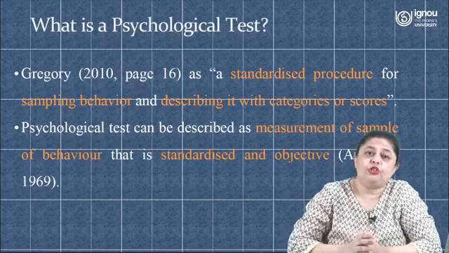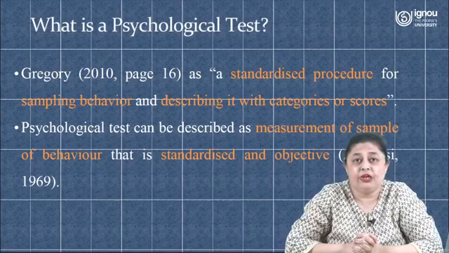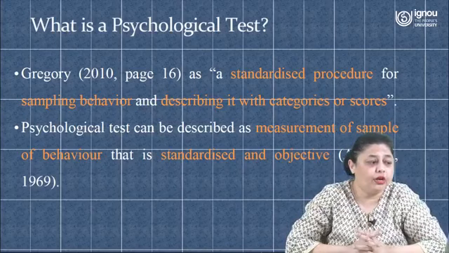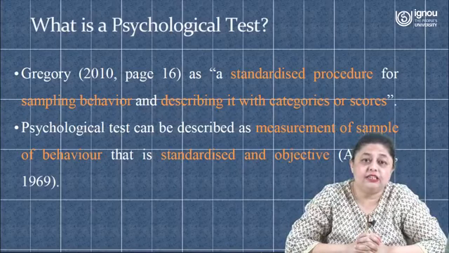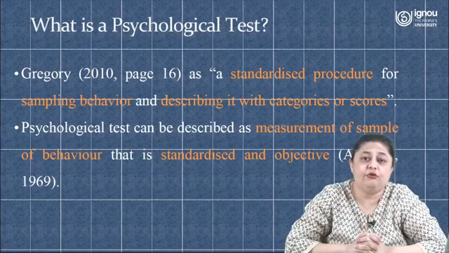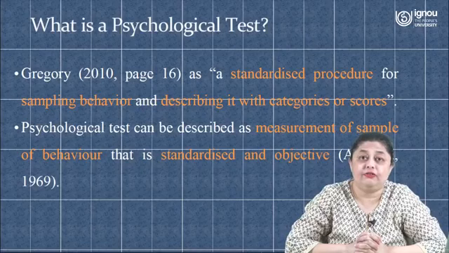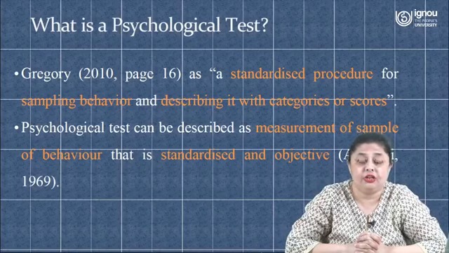Now let us try to focus on what is a psychological test, and for that I have selected a few definitions, which again are very important to focus on, and you can see them on your screens as well. The first definition states that a psychological test is a standardized procedure for sampling behavior and describing its categories or scores. So over here the focus is on standardized, and we are going to focus on this a little later when we come to the key points in the definition. You will find that this standardization will repeat in many of the definitions as well.